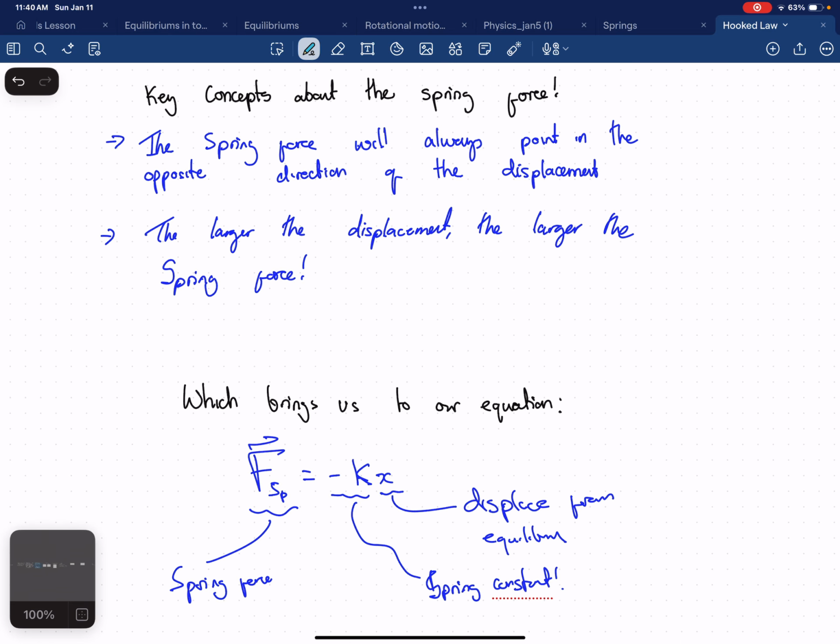And why the negative sign? Well, this is because the spring force always points in the opposite direction of the initial displacement. So this is actually a vector. If we're talking about vectors, here we're referring to the x component of the spring force.